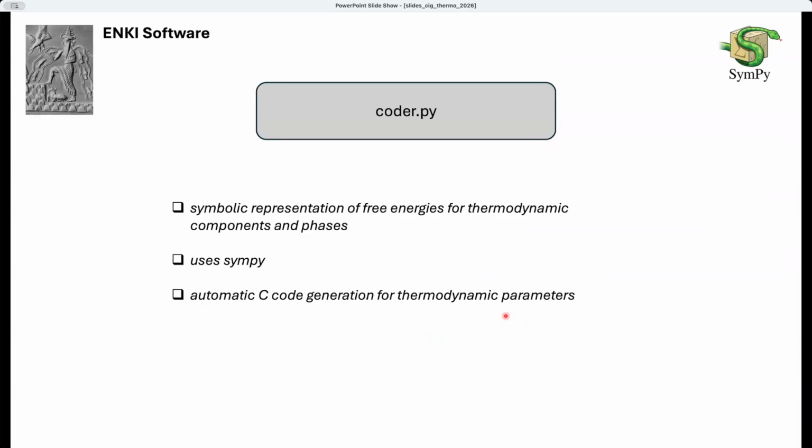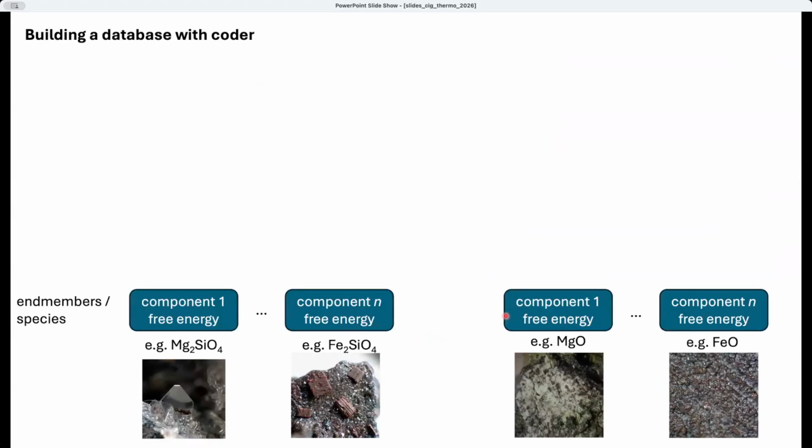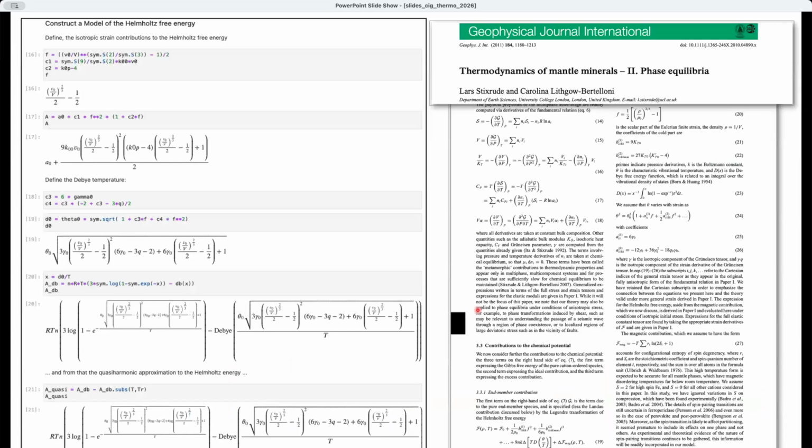So building up a thermodynamic database in Coder looks a lot like Bob's slide on this. In fact, I think we use some of the same Wikipedia pictures of these minerals. So we start with pure composition end members and species. And we go to the literature, and in this case, we look at Lars and Carolina's 2011 paper, and we want to implement this free energy model for these end members.